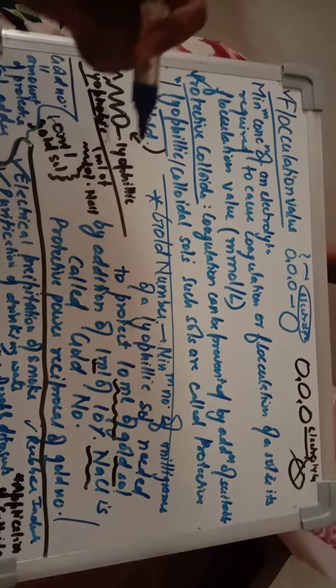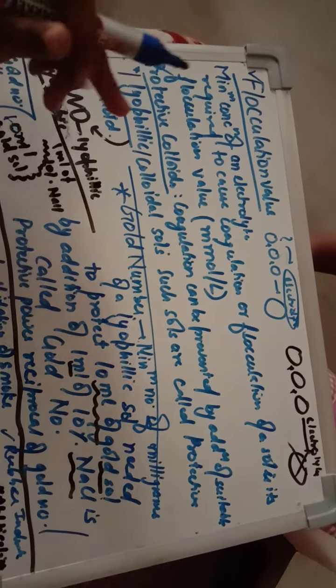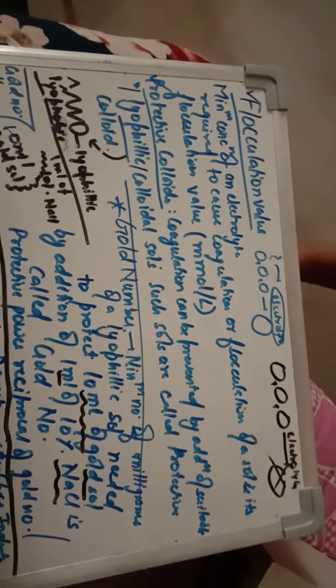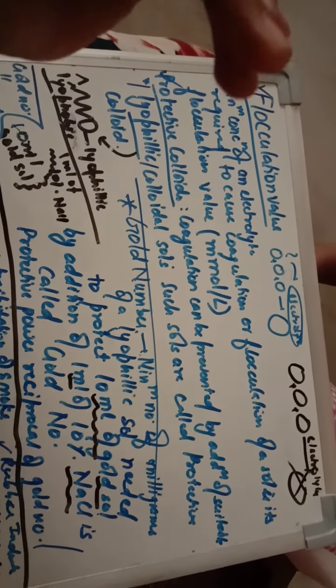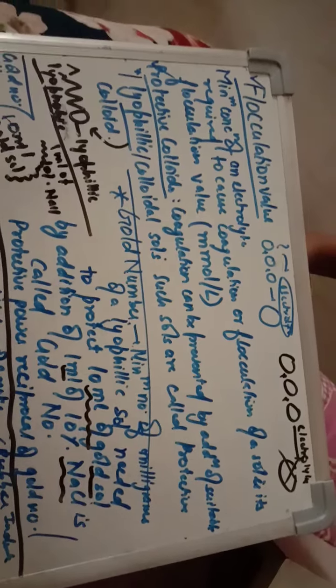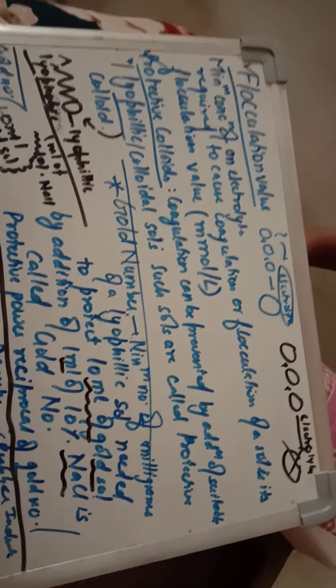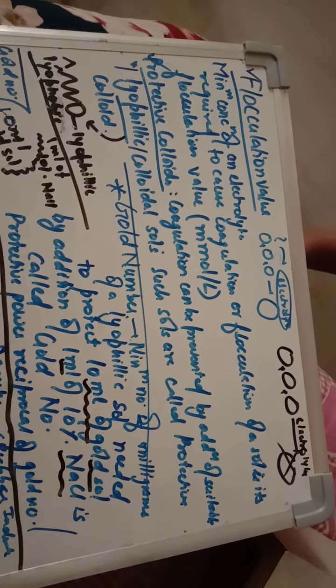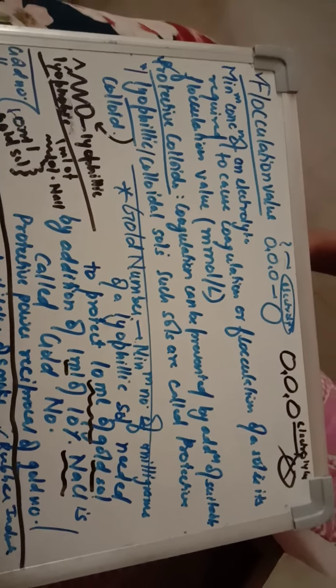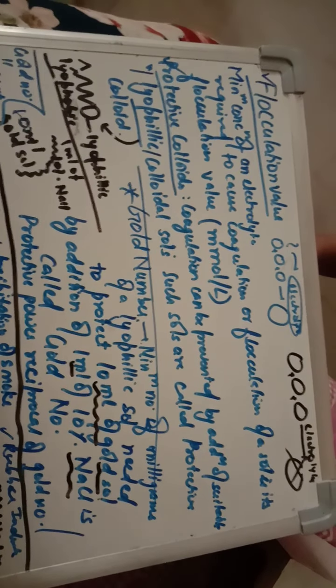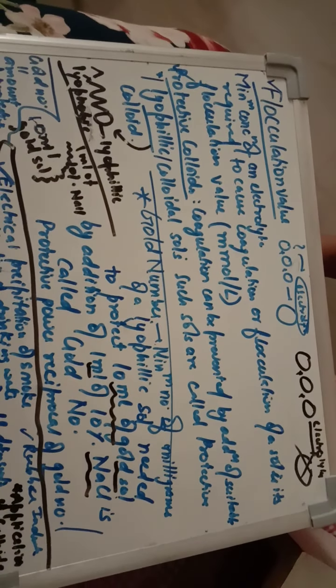What is lyophilic? As I earlier told you, there is a long chain which is hydrophobic, or you can say lyophobic, and there is a small part which is water loving, which is lyophilic. So if I add a suitable lyophilic colloidal sol, it protects the colloid from coagulating. So the coagulation can be prevented by addition of suitable lyophilic colloidal sol, and such sols are called protective colloids.